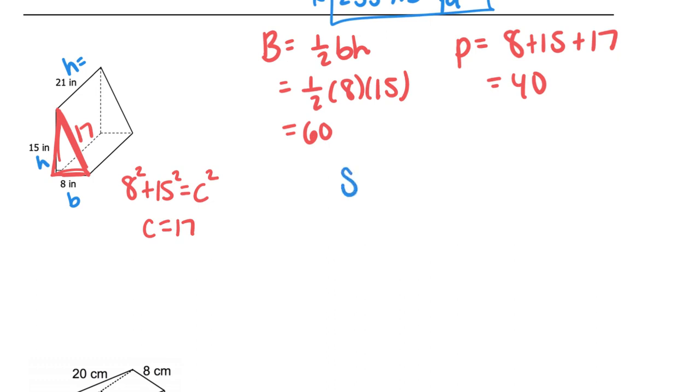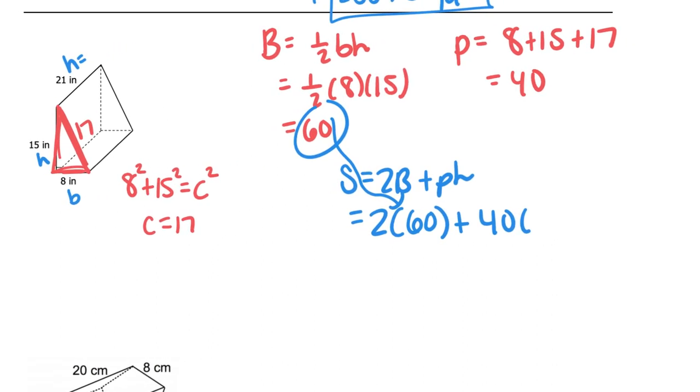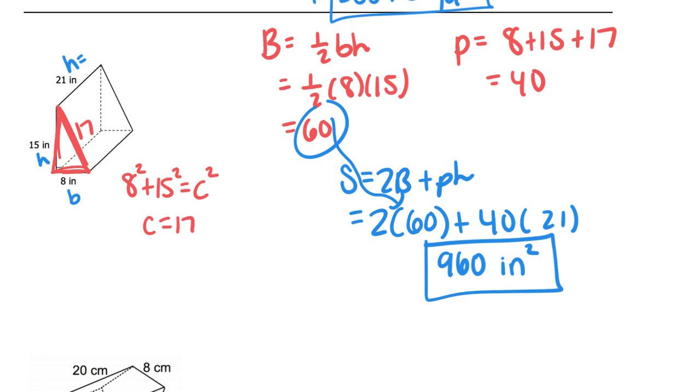Then just plug into your formula again. If this seems a bit repetitive, that's a good thing because it means you understand what's going on. So our formula is 2B plus PH. So 2, the area of the base is 60. We know that that goes there. P, the perimeter of the base is 40, times the height of the prism we said was 21. So we end up getting 960. All right, so that's it on that page.